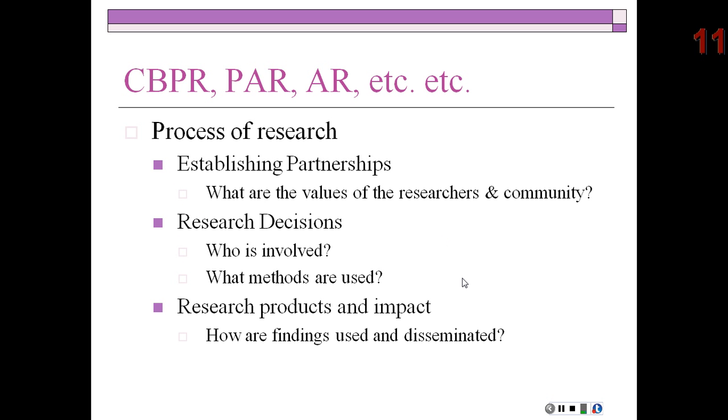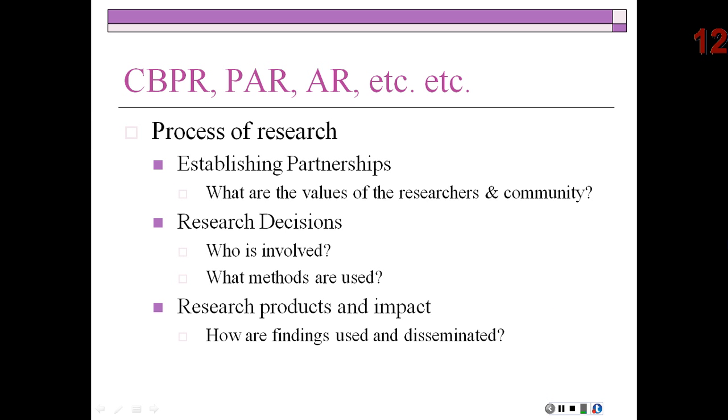So who's involved in the research, what methods are utilized in the research, who collects the data. These are all decisions that are made in a collaborative manner with the community. And then the research products and impact, right? So what do we do when we're done with the data? Who does it go to? Who does it belong to? Who has ownership of that data? And this can be an interesting point, because if I'm getting research funds from, say, the National Science Foundation, and the National Science Foundation requires that they own the data, but I then go into a community that says that the community owns the data, what do we do, right?